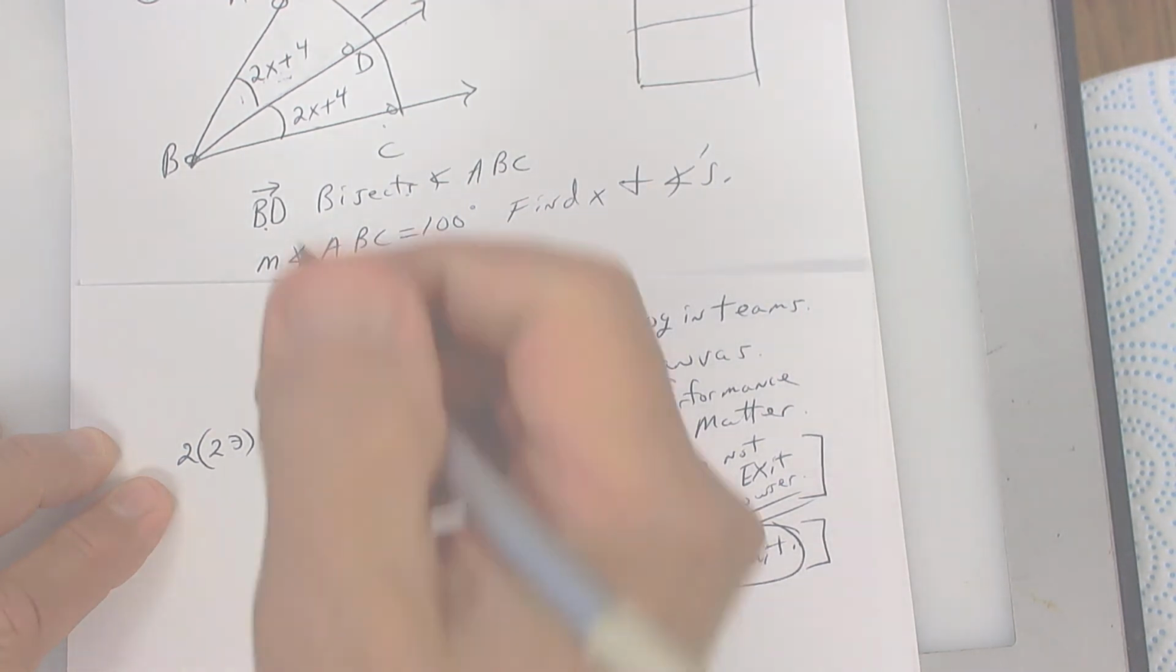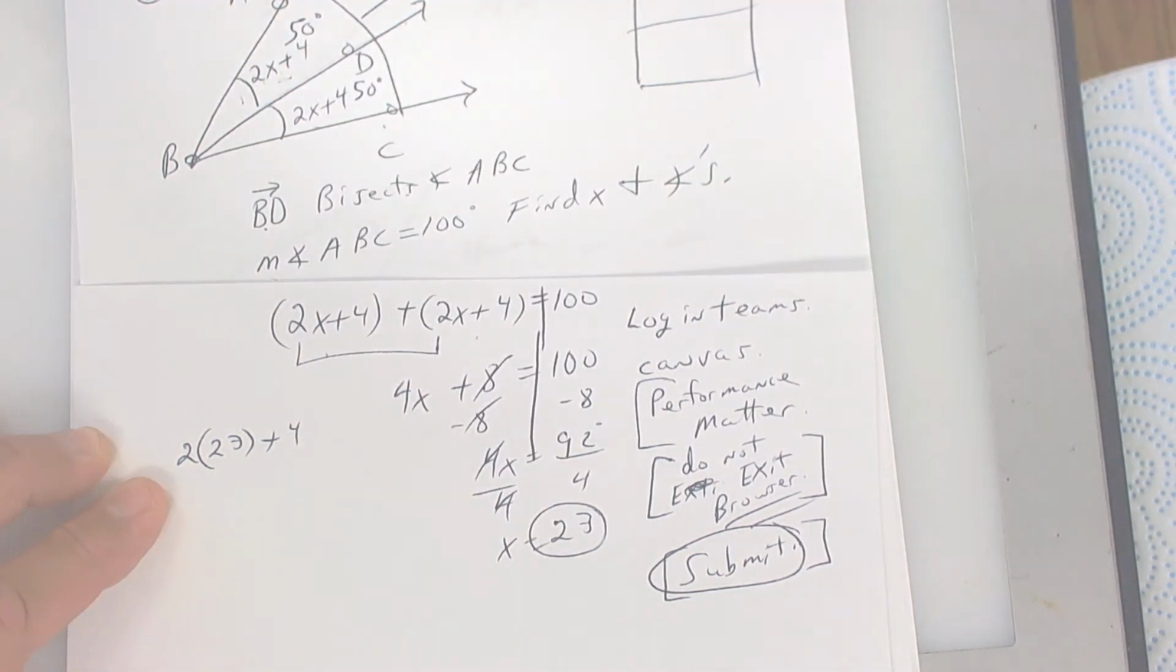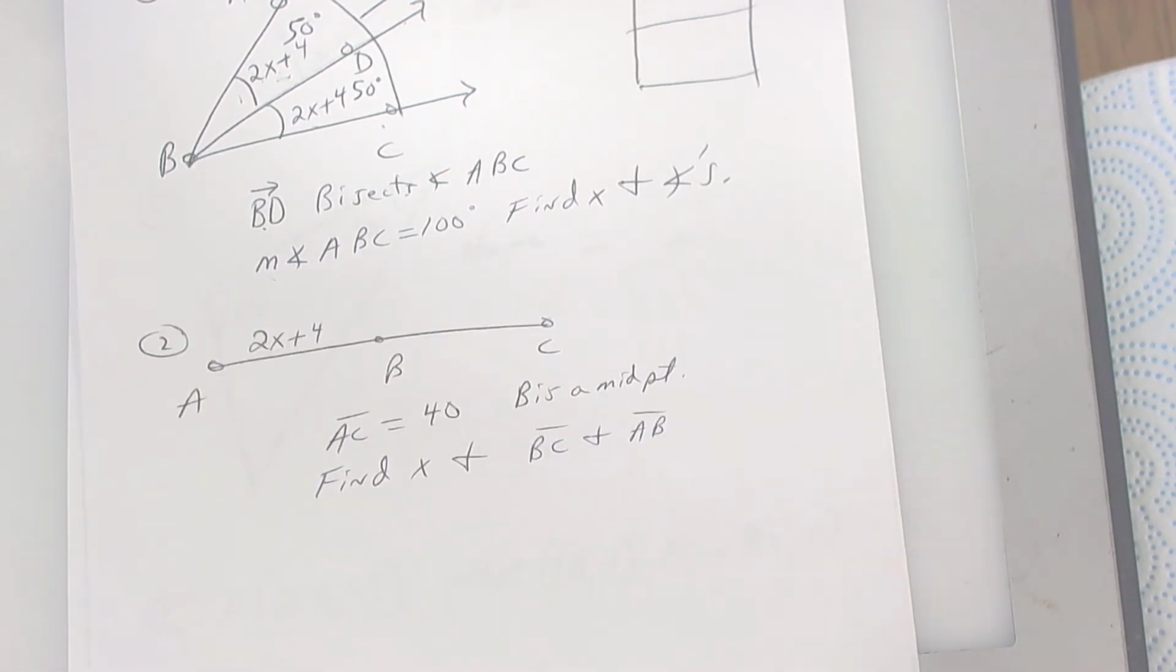So this is a 50-degree angle. I guess we should have known that. And so this one is also a 50-degree angle. So if they ask you for x, it's 23. If they ask you for the angle, it's 50 and 50. All right, let's go on.